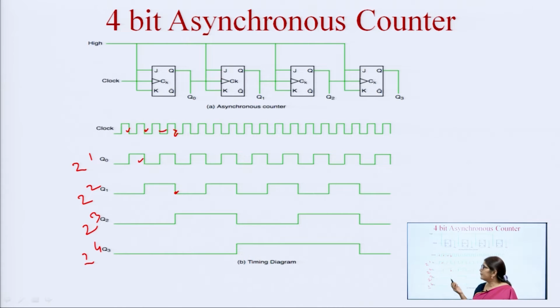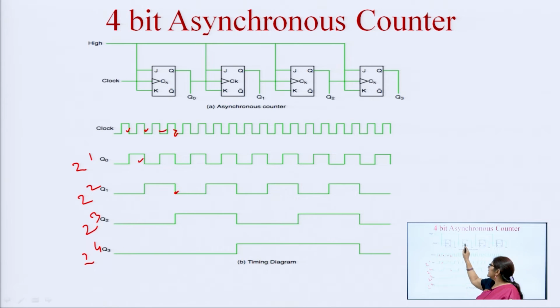So, suppose we want to divide the frequency by 16 times, then this circuit is used. Ultimately, at this end, the clock frequency is divided by 16 times, 2 to the power 4. The function is the same as the previous circuit. The clock pulse is applied to the first flip flop, and the remaining flip flops have their clock input connected to the output of the previous flip flop.